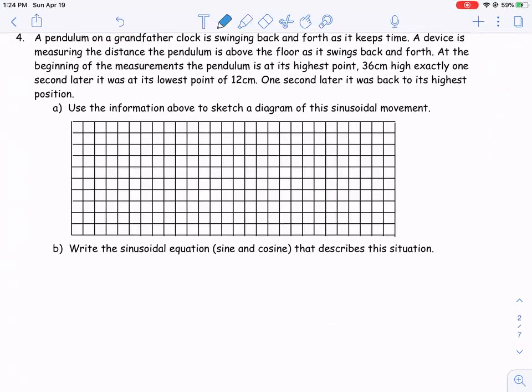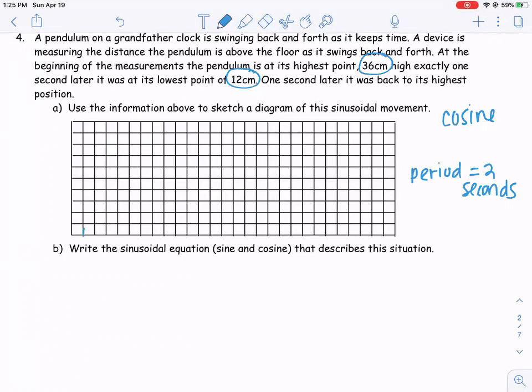Okay, so we've got the pendulum on a grandfather's clock is swinging back and forth as it keeps time. The device is measuring the distance the pendulum is above the floor as it swings back and forth. At the beginning, we're at the highest point, so I know that that is a cosine because we're at the max to start with. Then at 1 second later, it's at its lowest point, which is 12. And then 1 second later, it's back at the highest position. So what I'm seeing is that maybe our period is 2 seconds. It takes 2 seconds to go from the max down to the min all the way back up to the max again.